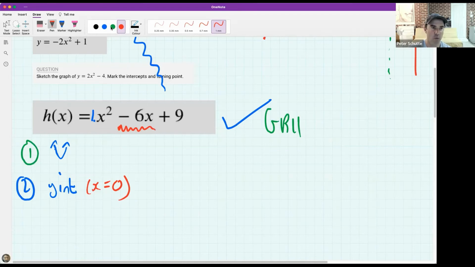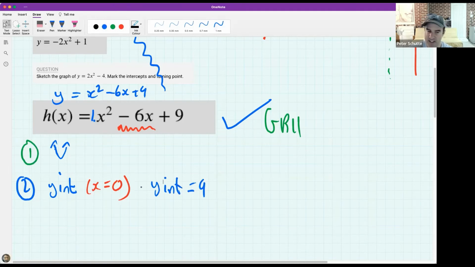Now, if I look at my grade 11 parabola, if I make x 0, and I know I've got h of x, but we can rewrite this as y equals x squared minus 6x plus 9. What is the y-intercept going to be for this parabola? The y-intercept is going to be 9. And so, guys, this is what I love. The skills we learned for straight lines are helping us in parabolas. Okay, next step. How do I find the x-intercept?